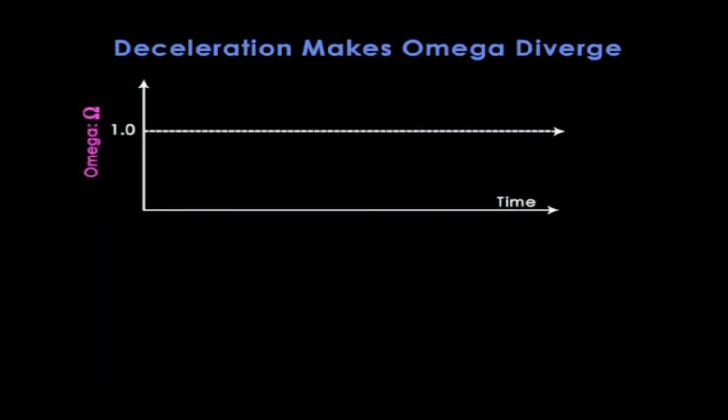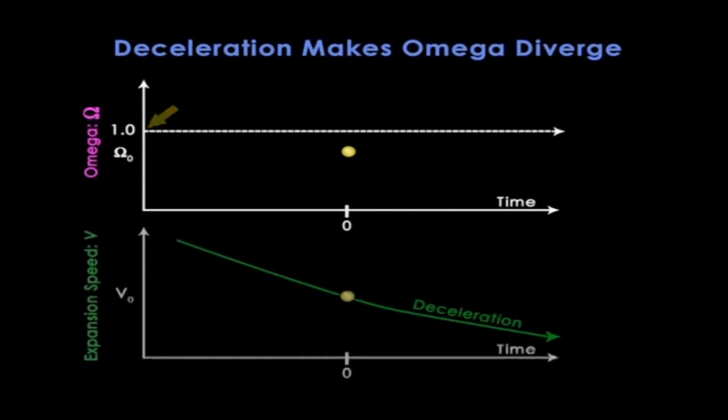Here's a graph that's going to show how omega changes with time. In other words, how the ratio of the actual density to the critical density, that's omega, how that changes as the universe expands. Let's pick a particular time and mark it with a little naught. And at that time, the value of omega is omega naught. Let's say it's 0.8. The universe is slightly below critical, which itself is marked by a dashed line. Now here's a graph showing the expansion speed, the speed at which two regions are separating.